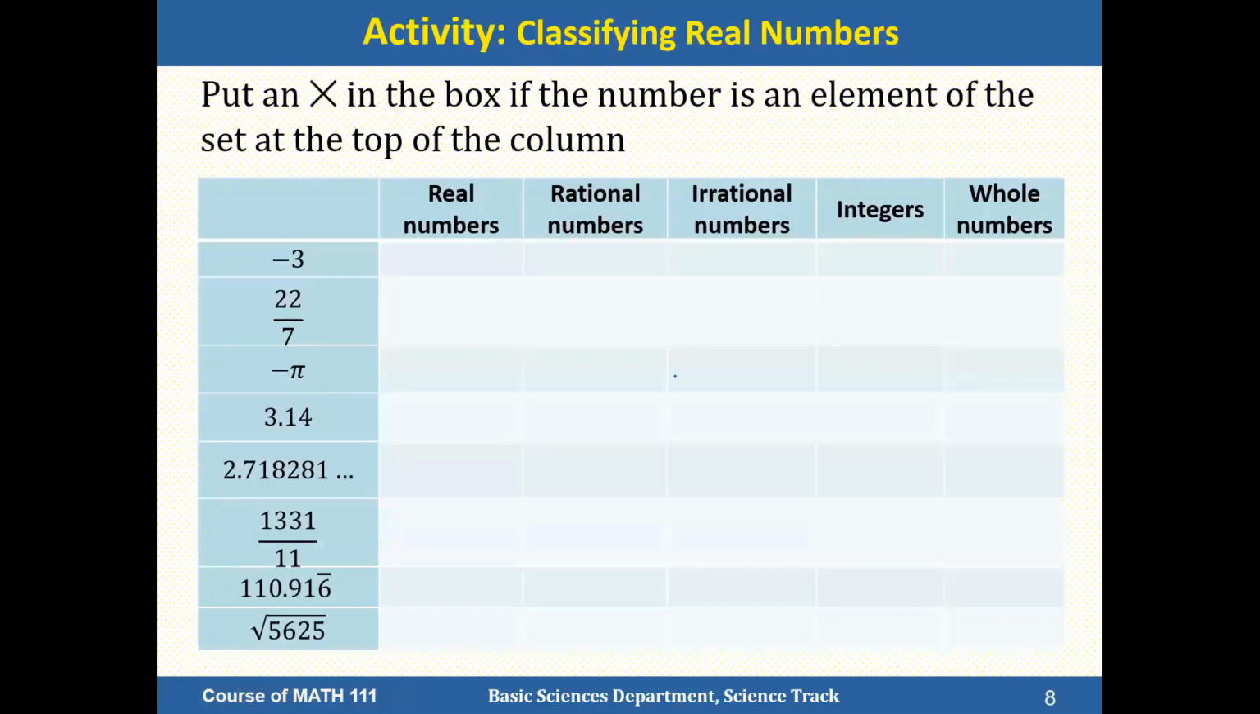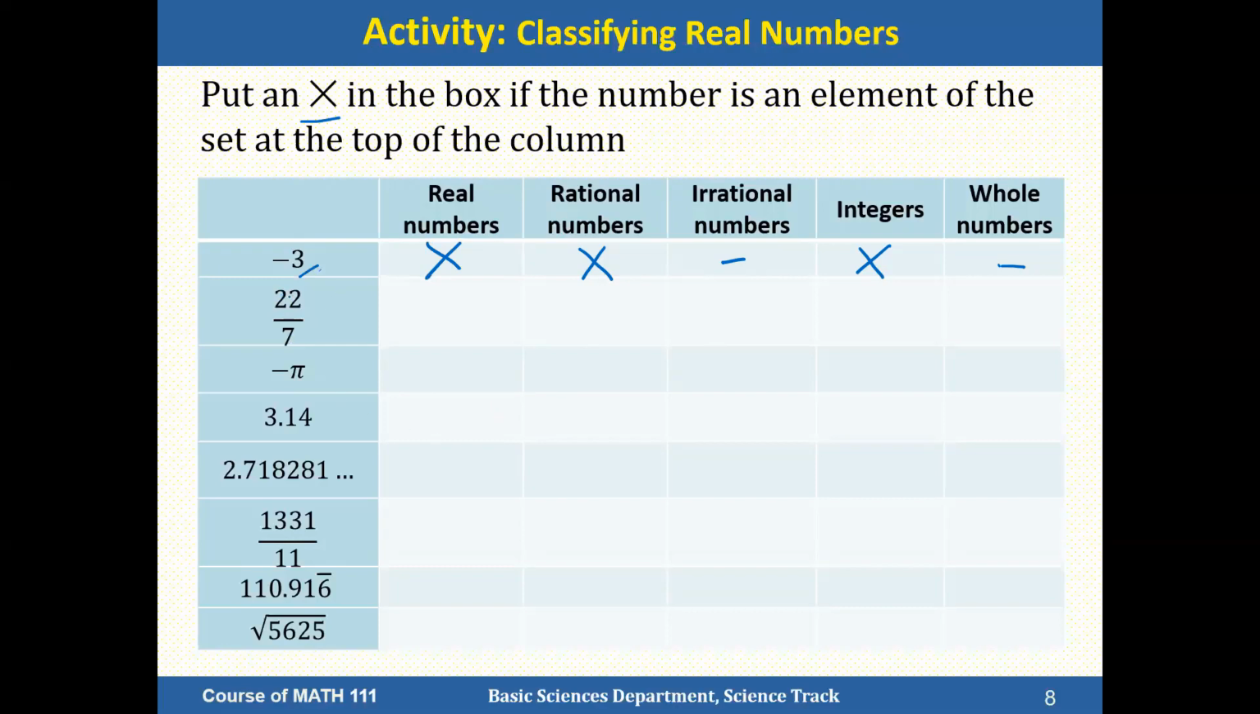Let us see an example. In this column, we have a list of numbers. We try to state to which sets each number belongs. So -3 is not a whole number. It's asking to put a cross if it's an element of the set. It is an integer, yes. So since it is an integer, it is a rational number. Since it is a rational number, it is not an irrational, and it is a real number.